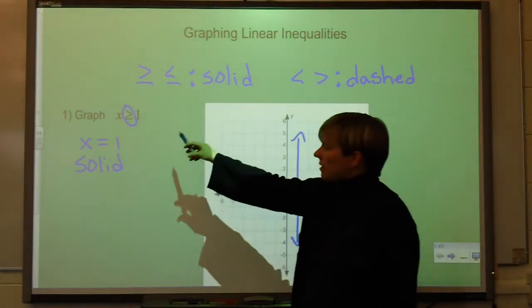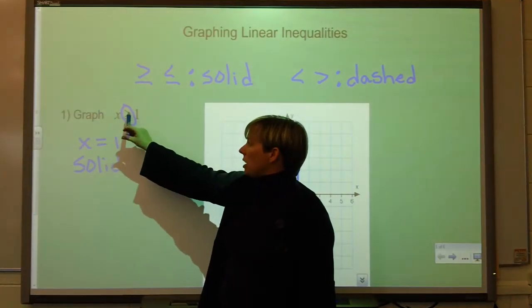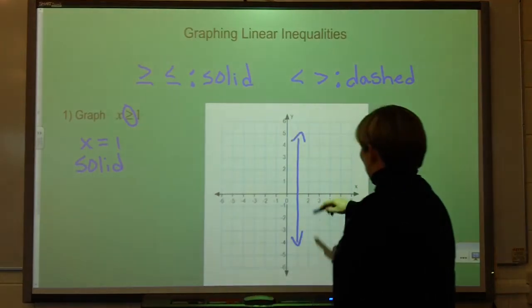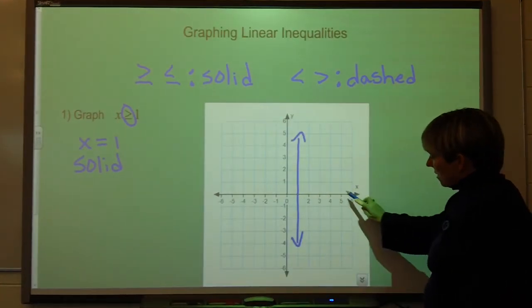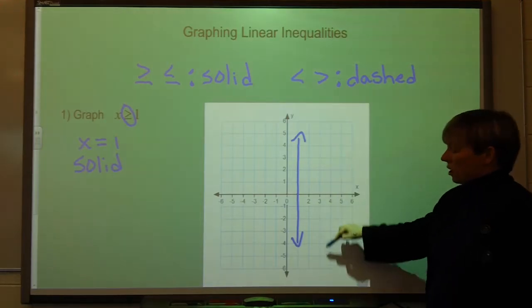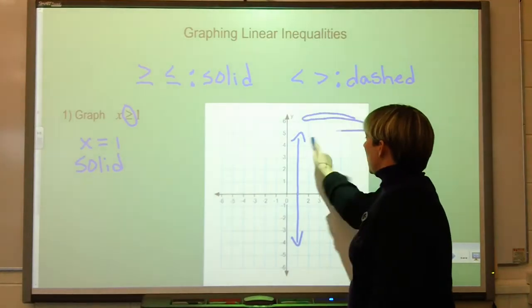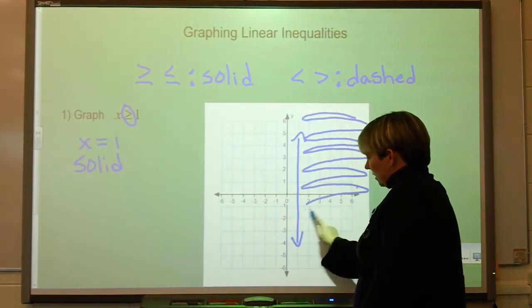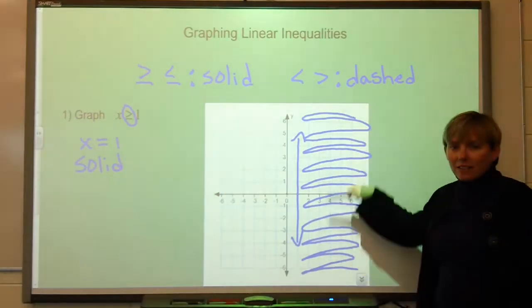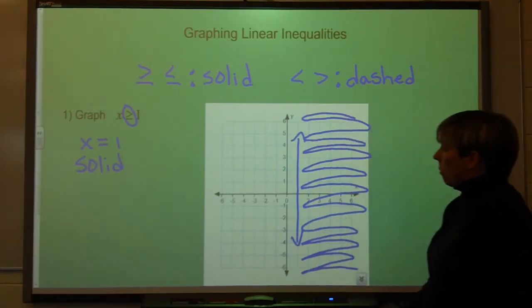Now the inequality says I want all of the points that have x values that are greater than or equal to 1. Well, if I'm looking at this graph, all of my x-coordinates greater than or equal to 1 are going to be all on this side. So this is the fun part. This is where I get to color. So I'm going to shade everything on this side of this line, because any point over here has an x-coordinate that's greater than or equal to 1, and that's exactly what we want.